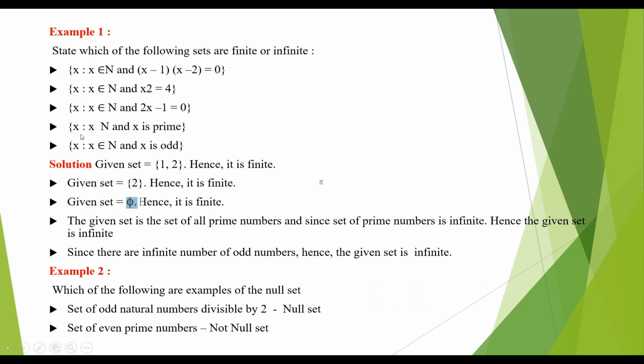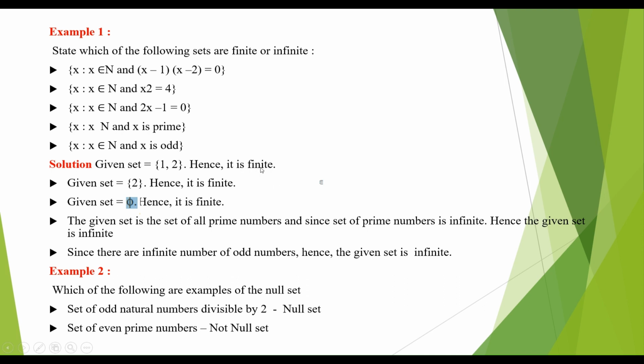Next, {x : x belongs to N and x is prime}. There are so many prime numbers. We don't know how many there are. There is no definite number. So the given set is the set of all prime numbers, and since the prime numbers are infinite, the given set is infinite. Next question: {x : x does not belong to N and x is odd}. Again, since there is an indefinite number of odd numbers, the given set is infinite. I hope you have understood the finite and infinite sets.